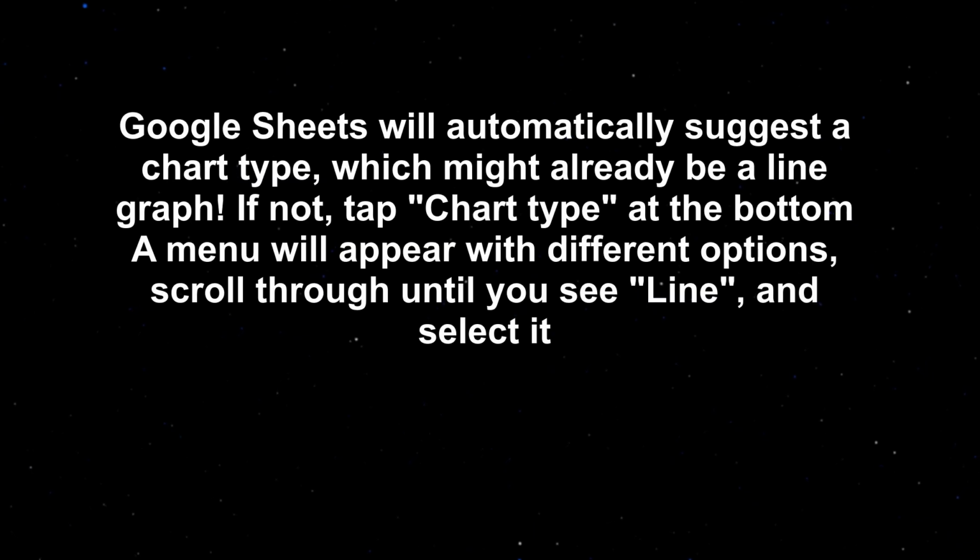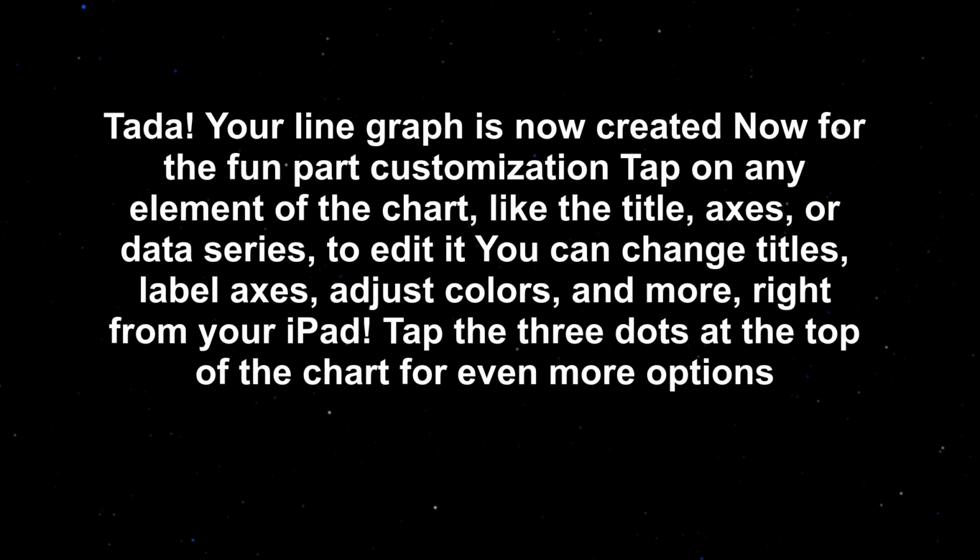Google Sheets will automatically suggest a chart type, which might already be a line graph. If not, tap Chart Type at the bottom. A menu will appear with different options. Scroll through until you see Line, and select it. Ta-da! Your line graph is now created.